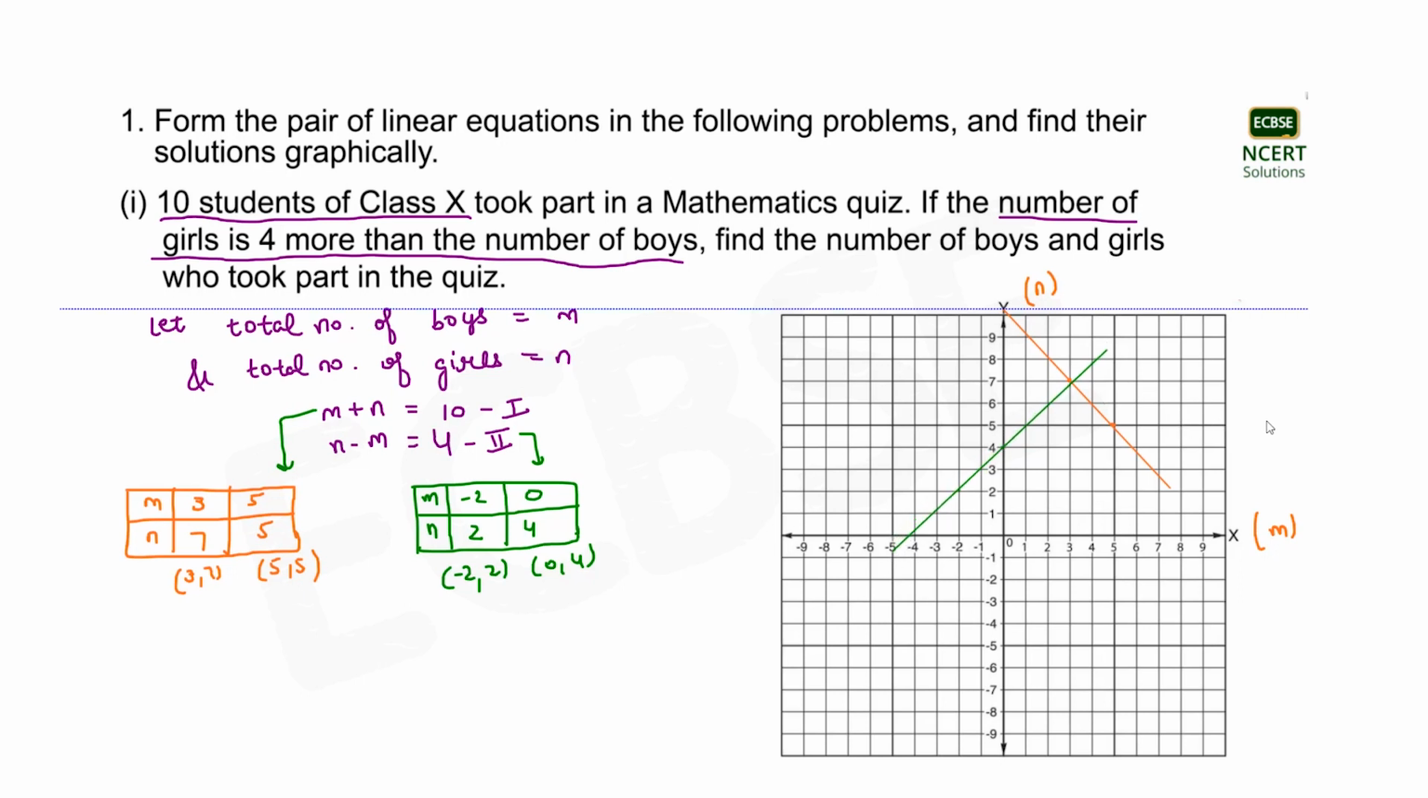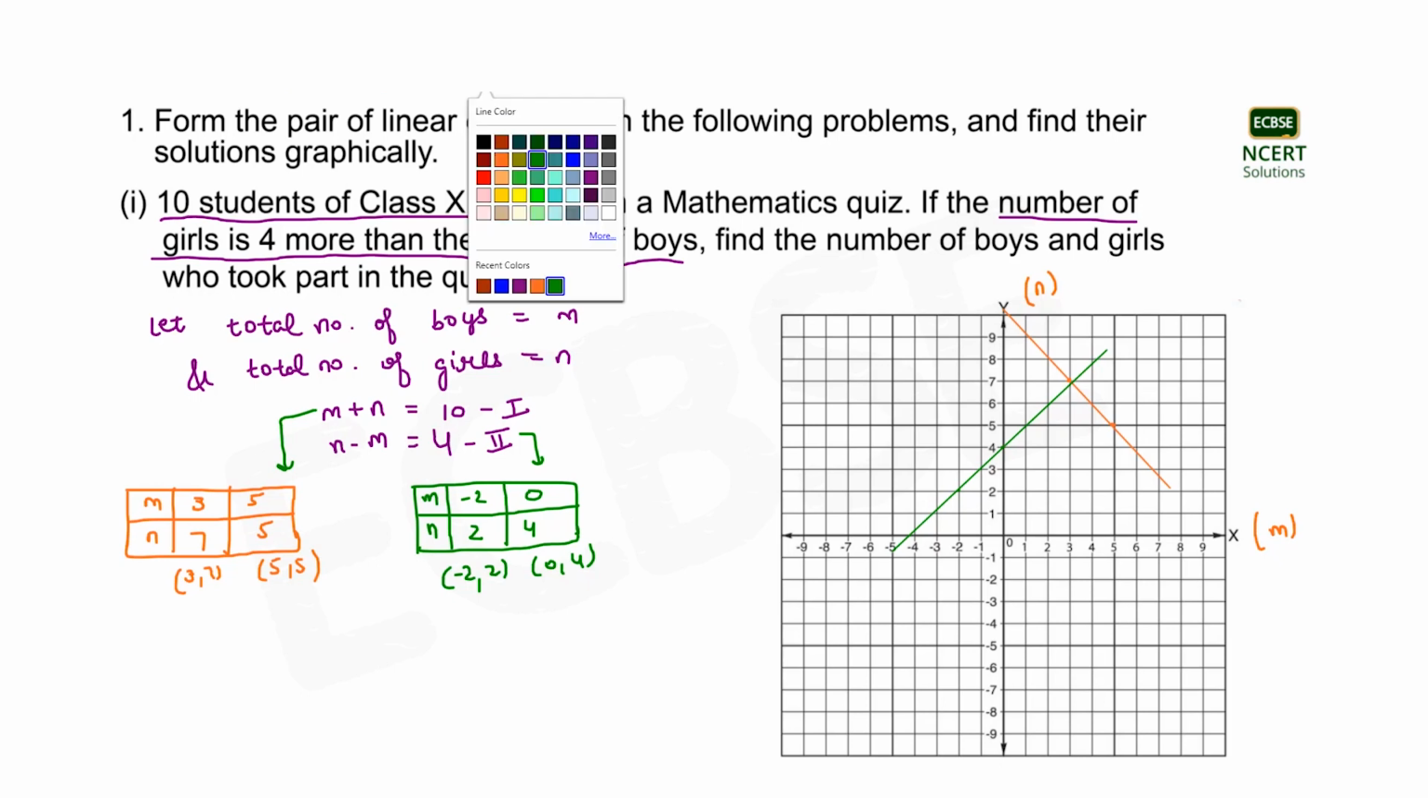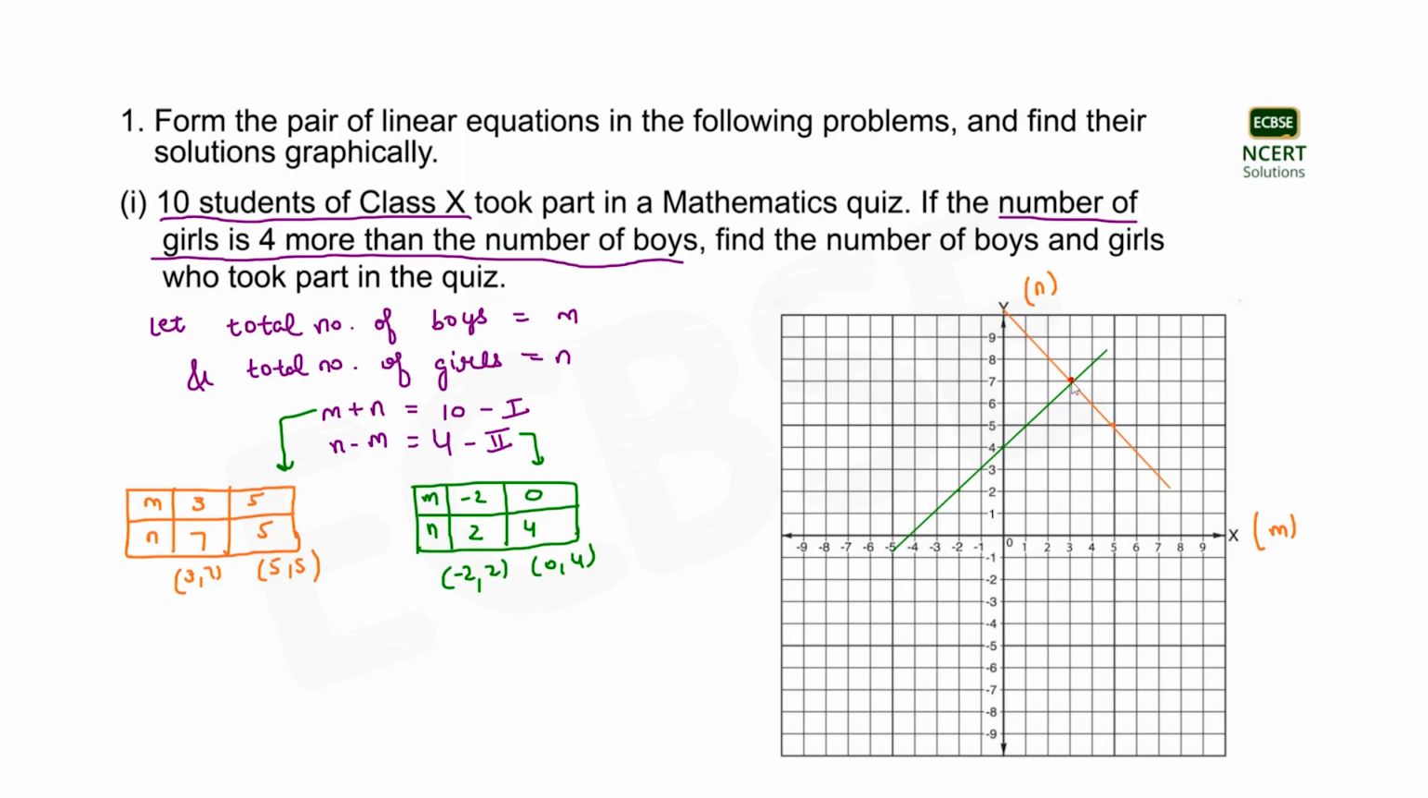So this is the graph which we have obtained from the problem given, and as we can see, these 2 lines represented in the graph intersect at the point 3, 7.